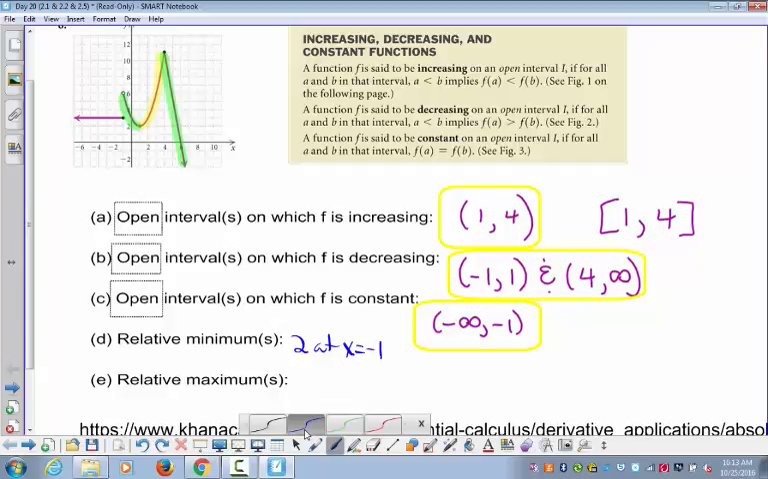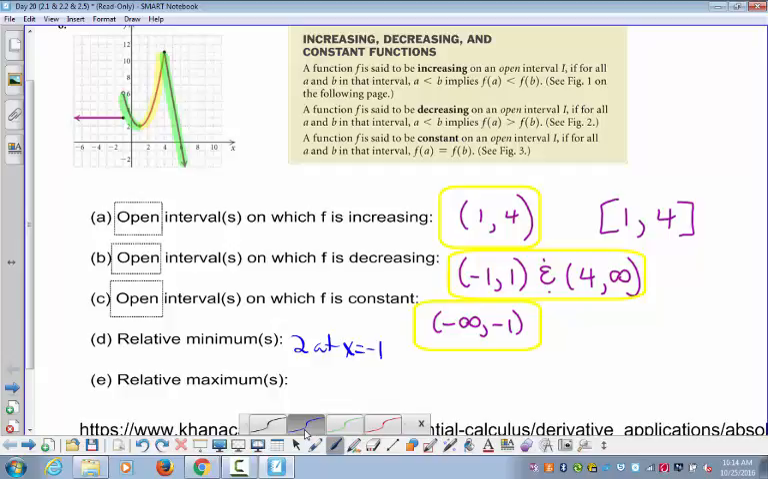And it's relative. When we say relative, that just means close by. It's the lowest point close by. Different from absolute minimum. An absolute minimum would look at the lowest function value overall. This one would have no absolute min because it goes down forever. But it would have an absolute maximum, right, because the function does not ever go above that point.